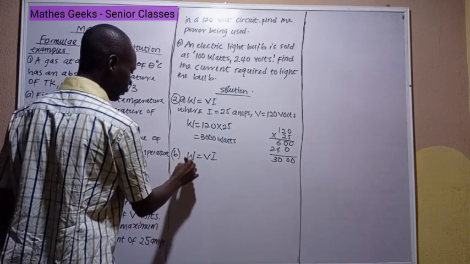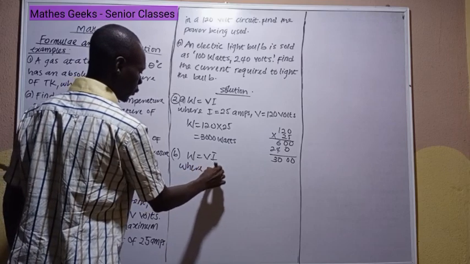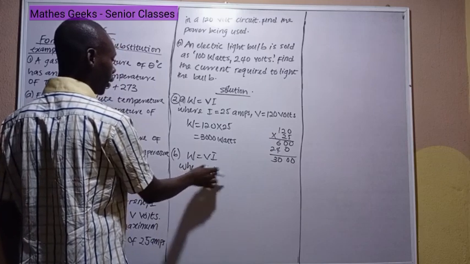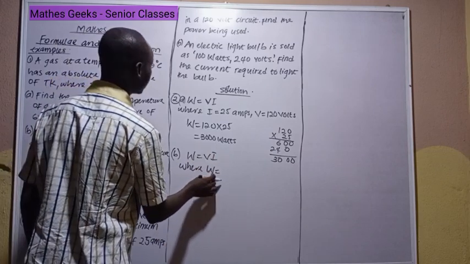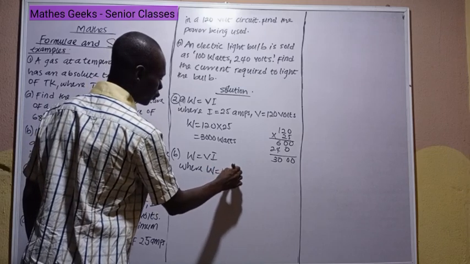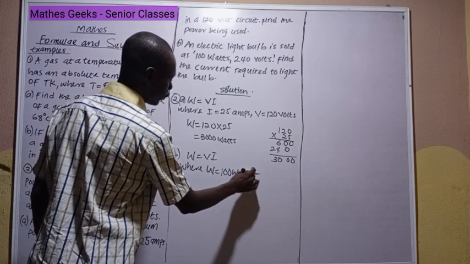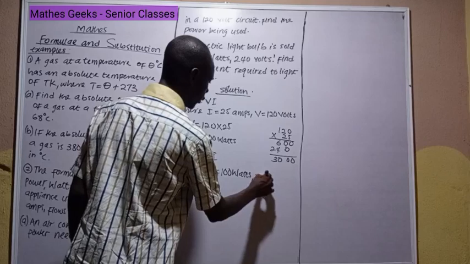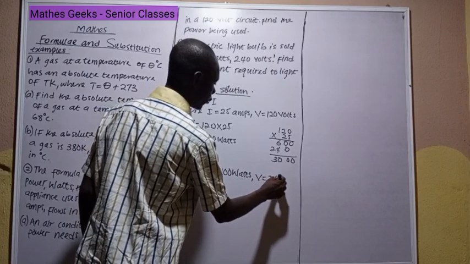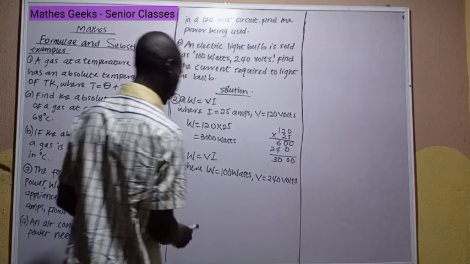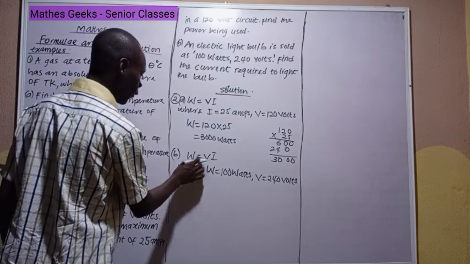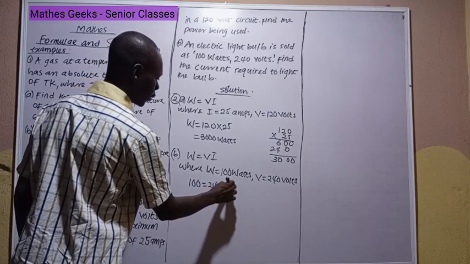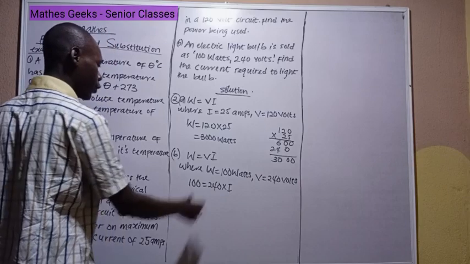So we're going to say where the quantities that are given to us are W, which is the power, and the voltage. So W is equal to 100 watts, and V is 240 volts. So from the formula, 100 is equal to 240 times I. So we have to divide both sides by 240.